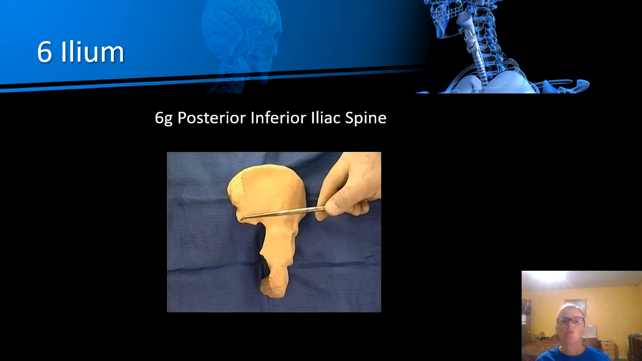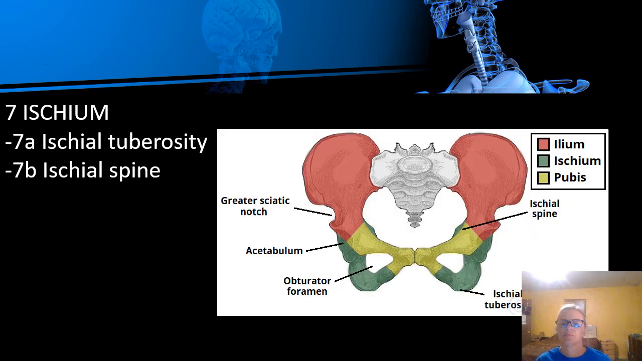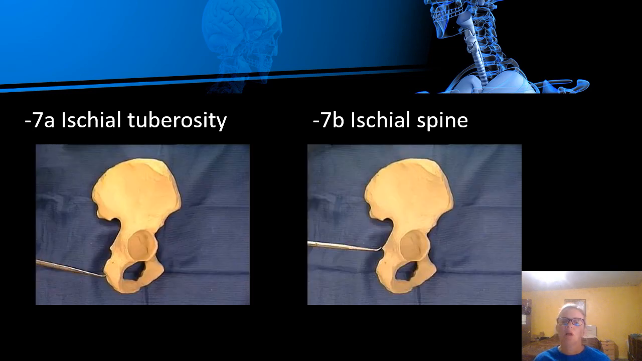All right, and then there's the posterior inferior iliac spine. All right, so here at the base, we're going to look at the ischial tuberosity and the ischial spine, which is on the ischium, which is at the base of the pelvis here. All right, so here we have the ischial tuberosity. So you can see over here, there's a bit of a tuberosity here. And then you have the ischial spine, and this is really just a tiny little point, so it's kind of hard to see from some aspects.